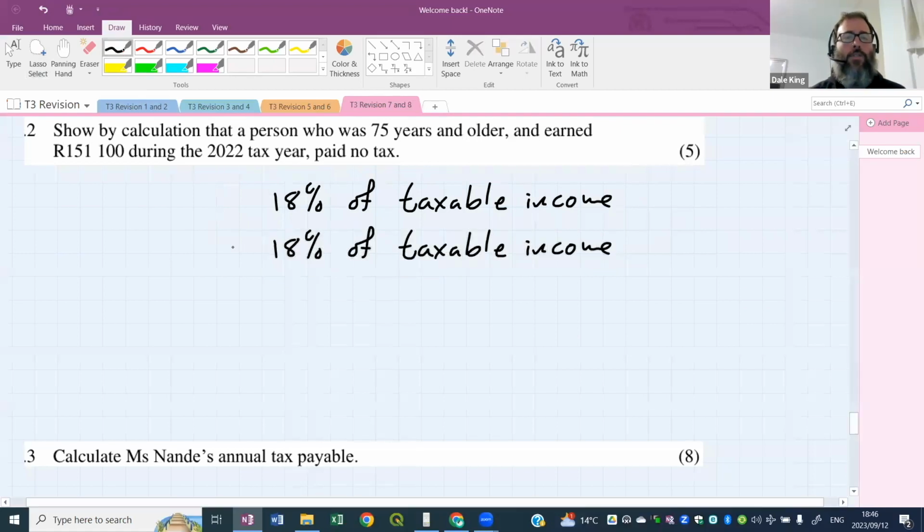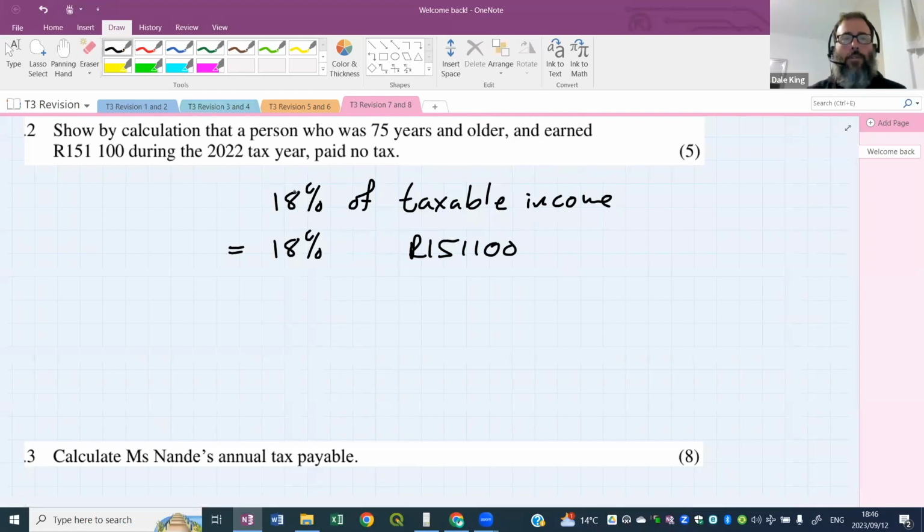Now, ladies and gents, I know what you're thinking. Sir, do we have to write this line? No, you don't have to. I'm writing it down so we can see it. Don't waste the time. So the taxable income is 151,100, and "of" means times.